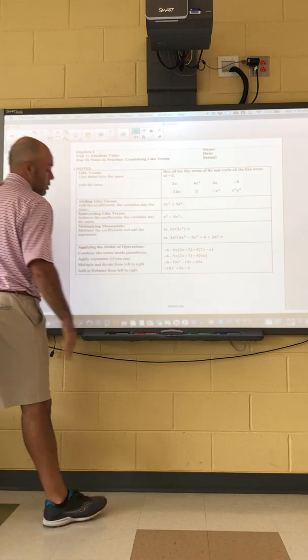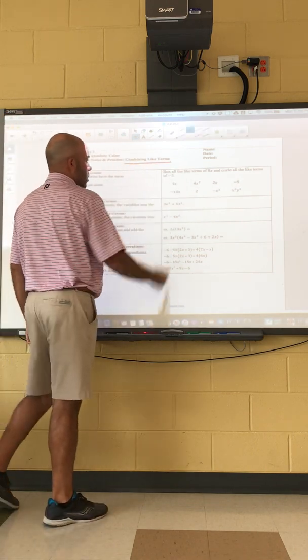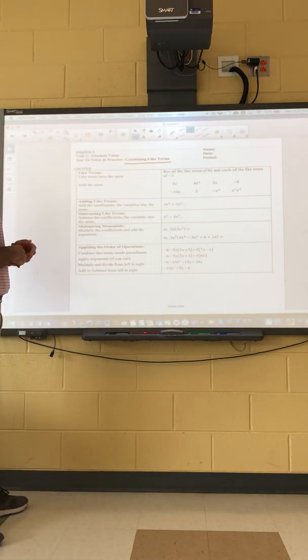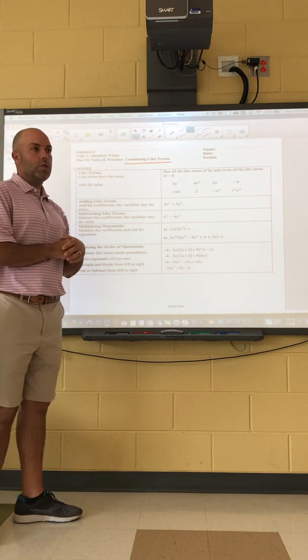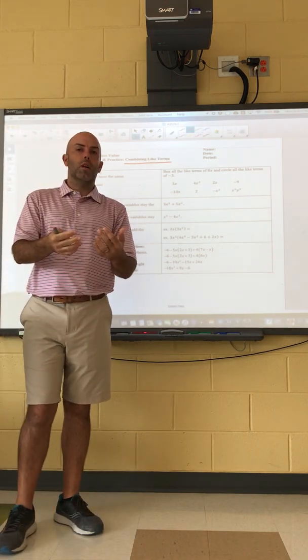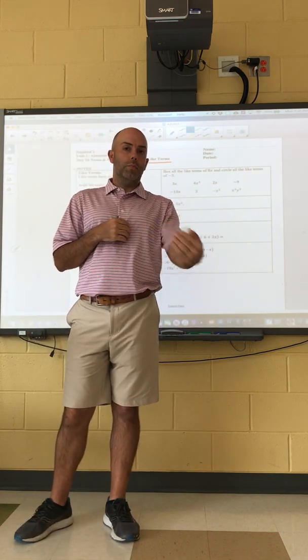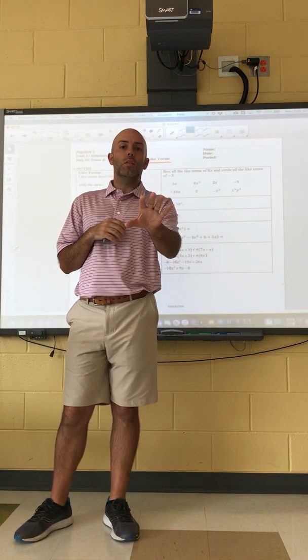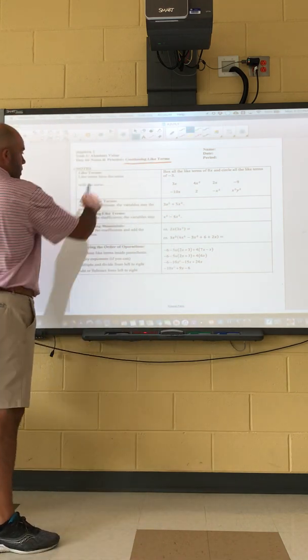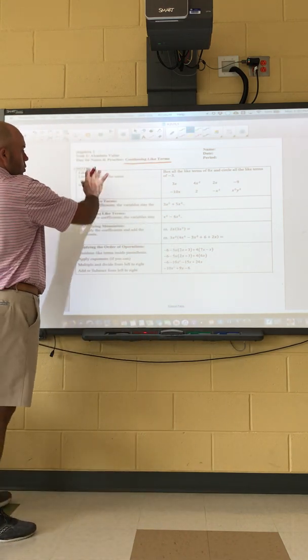Now we're going to do some combining like terms work, going through some notes with vocabulary, showing an example, and then you want to do the practice problems. Make sure you check that key with me, and make sure that everything's good before you go to that exit ticket. So, like terms, what do like terms have?